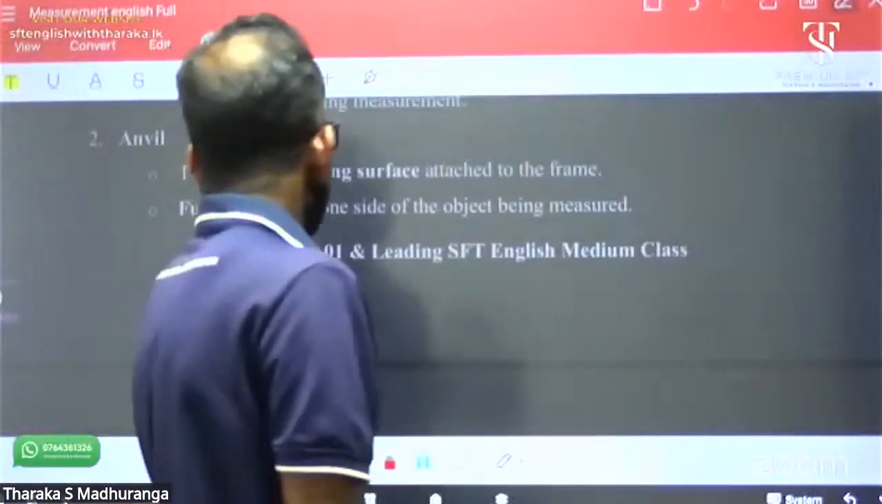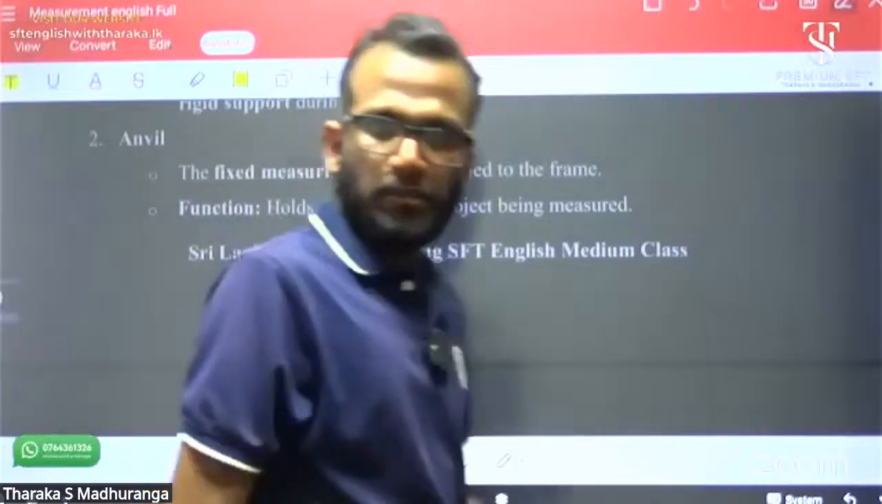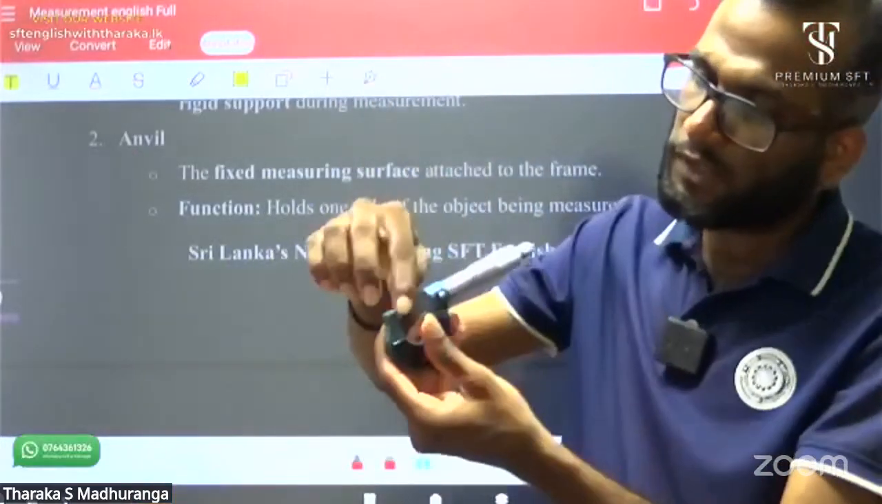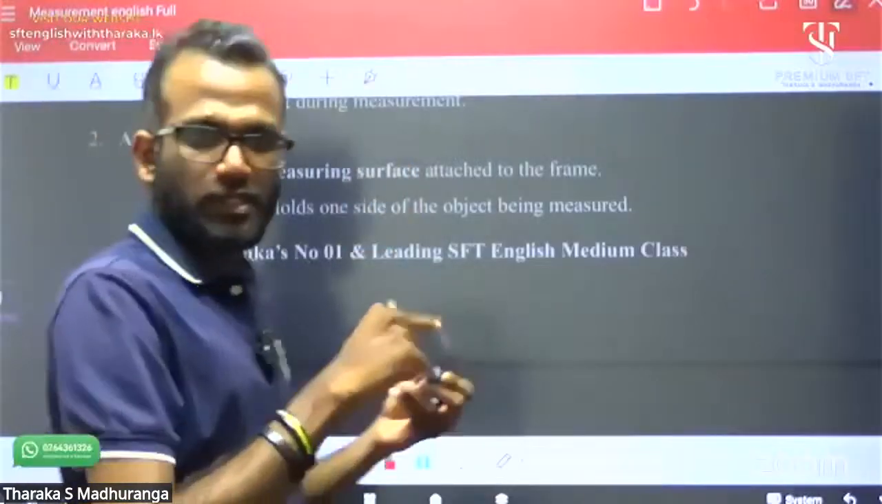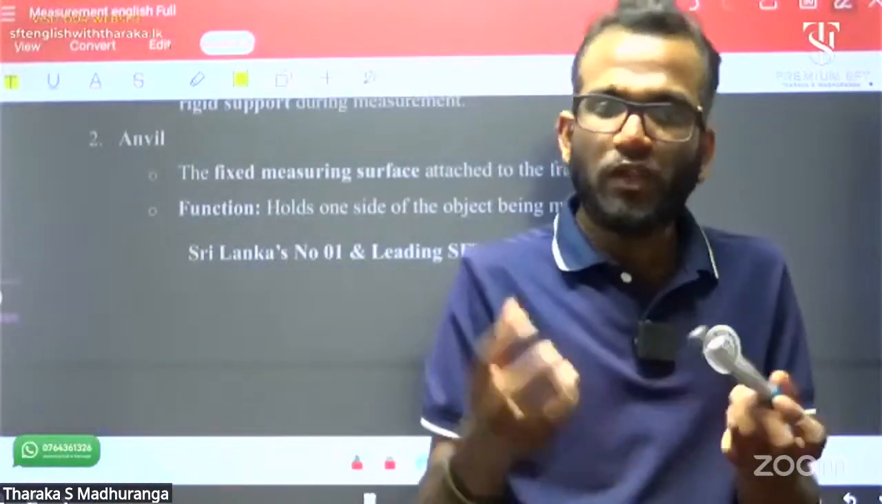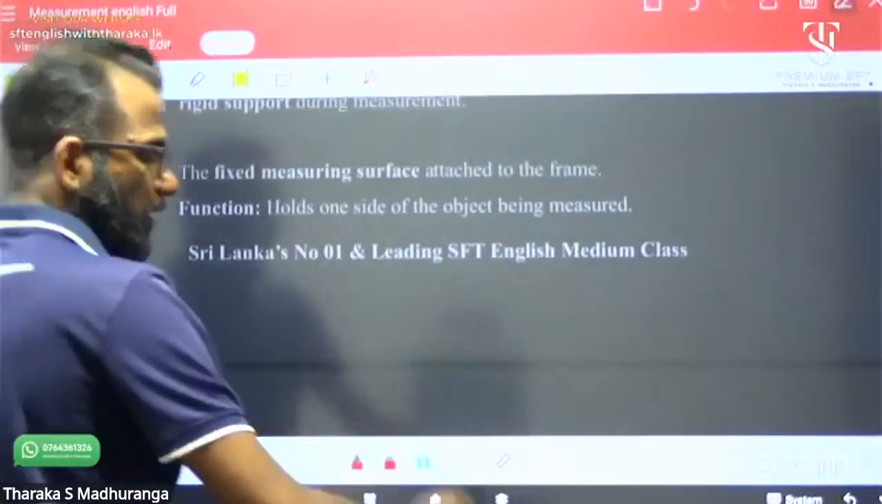Anvil. The anvil is a fixed measuring surface attached to the frame. Yes, it is fixed. I already explained. It holds one side of the object being measured. Yes, the anvil holds one side of the object, right? Good.